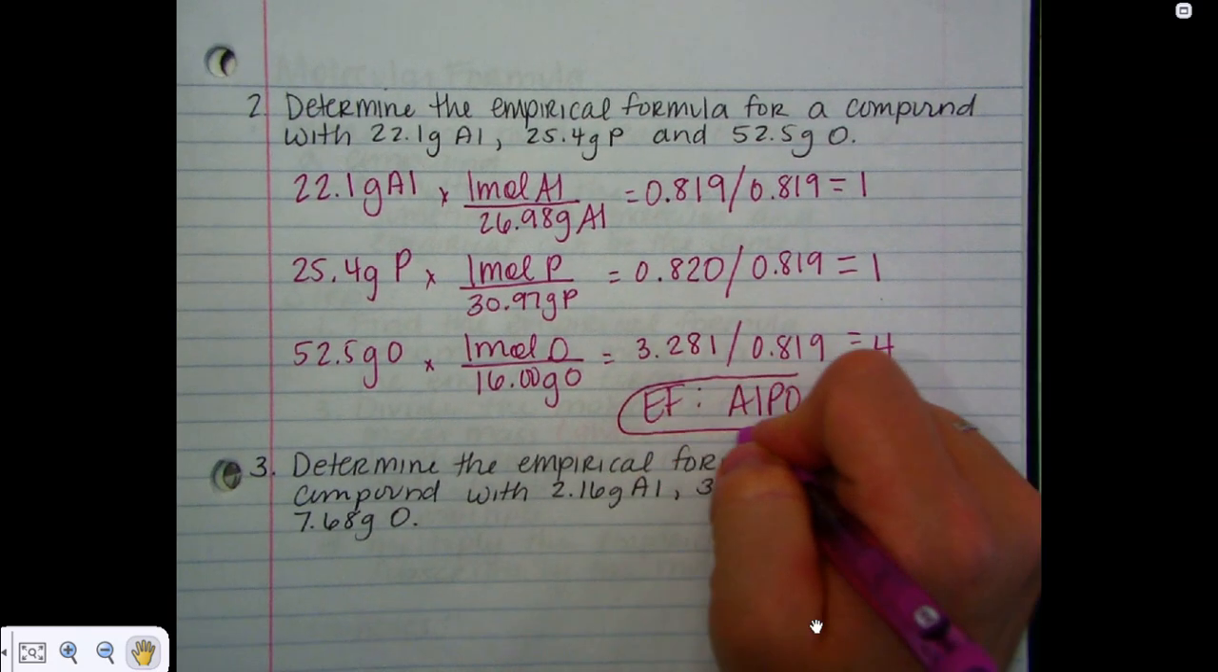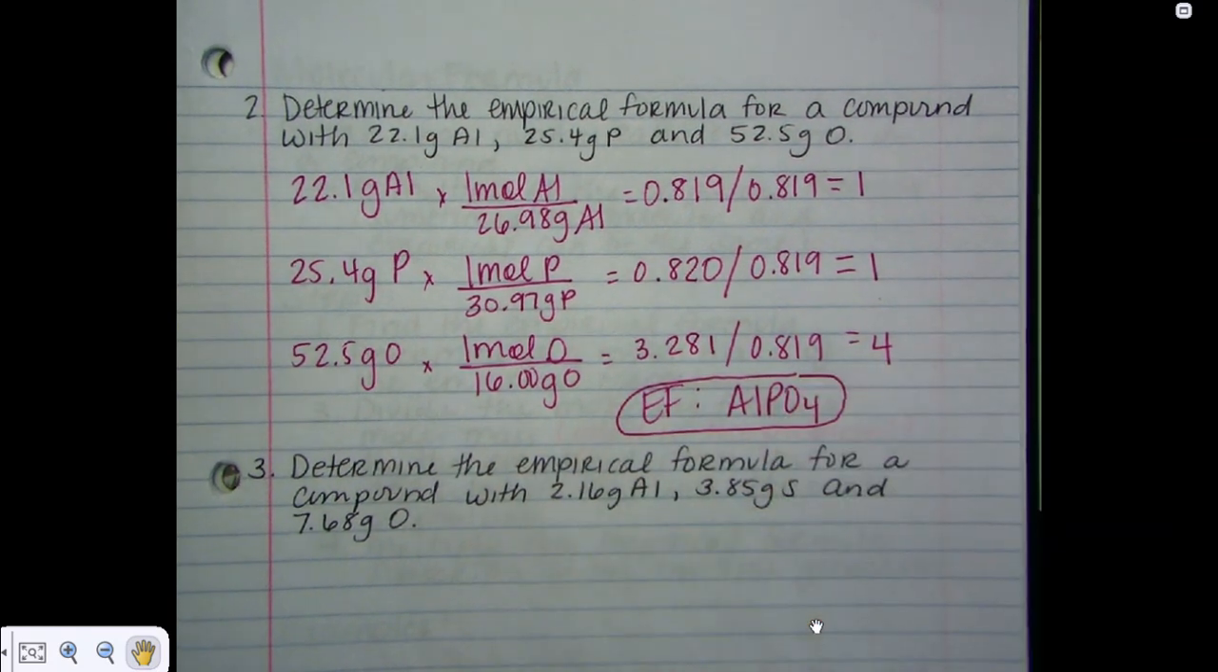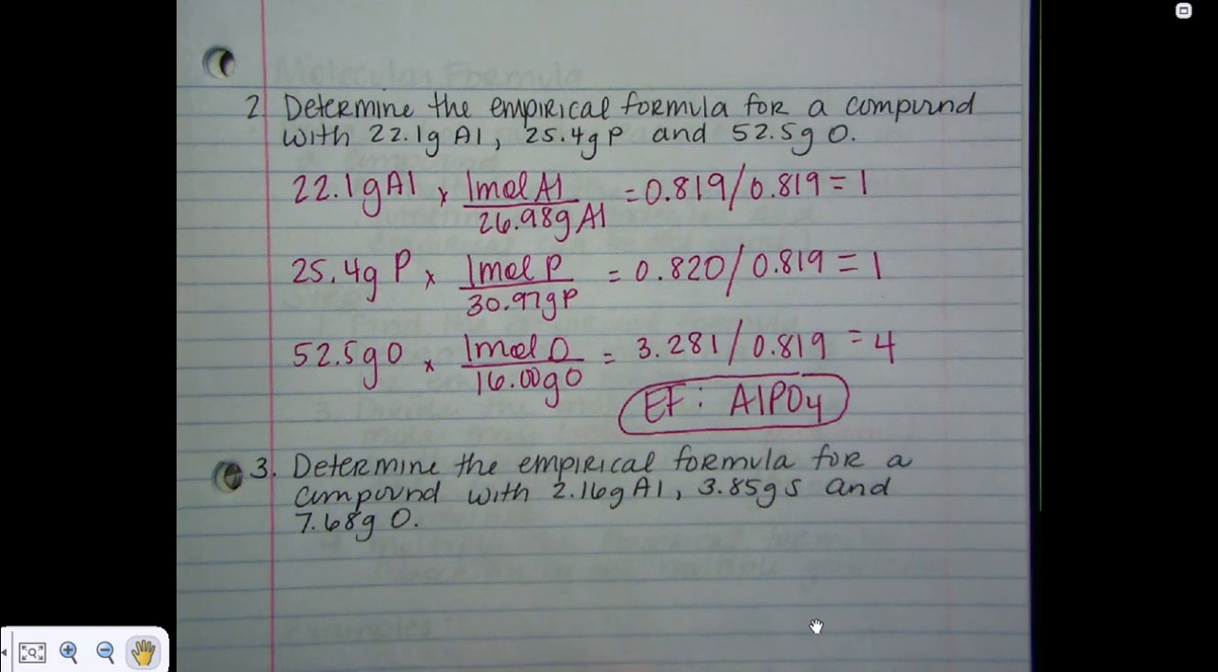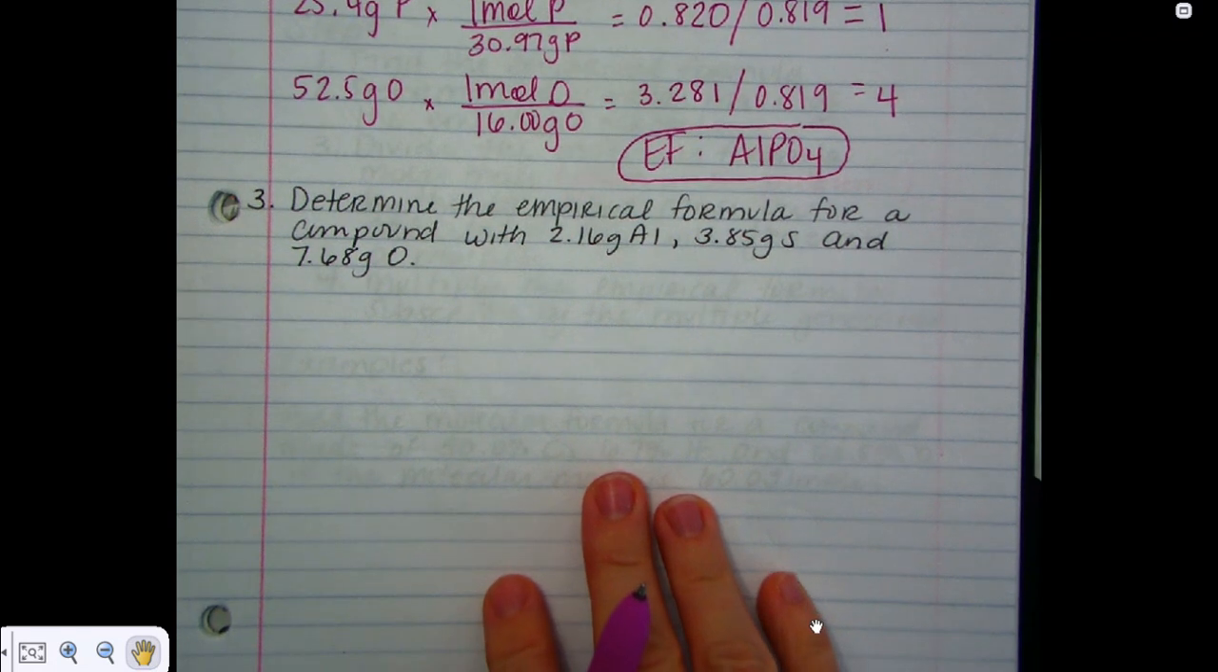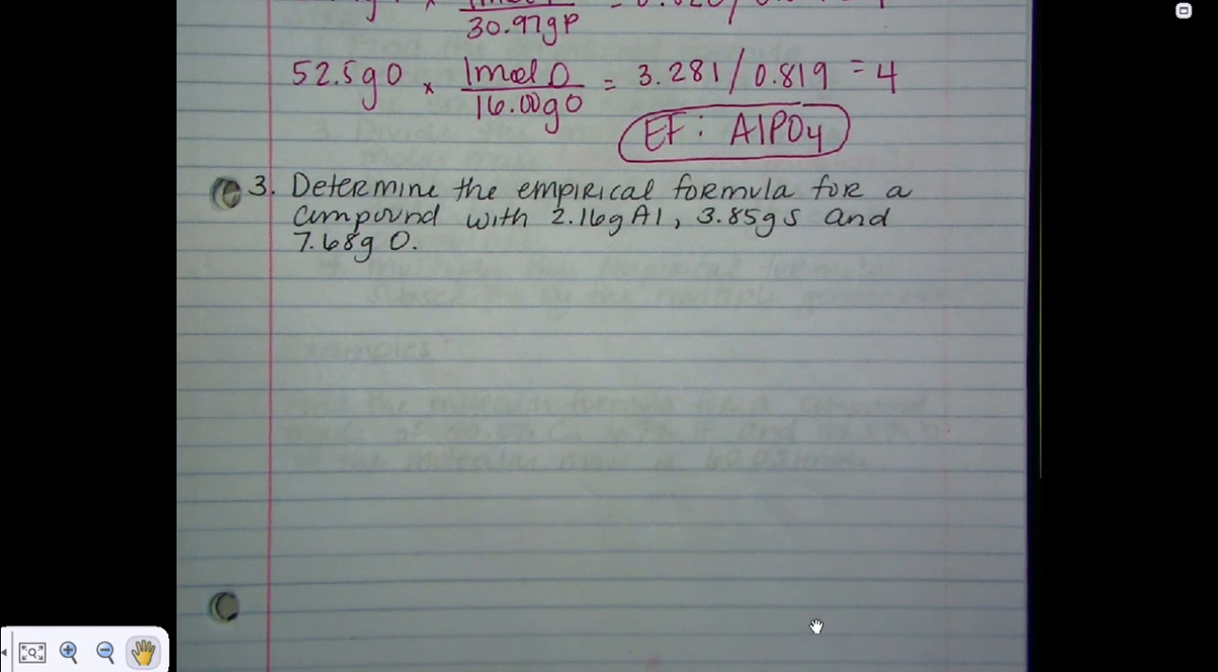We know aluminum is +3. We know phosphate is -3. AlPO4 is aluminum phosphate. That seems to be the most reasonable way that those elements would go together. All right, so our last example of empirical, we have another one with a compound.